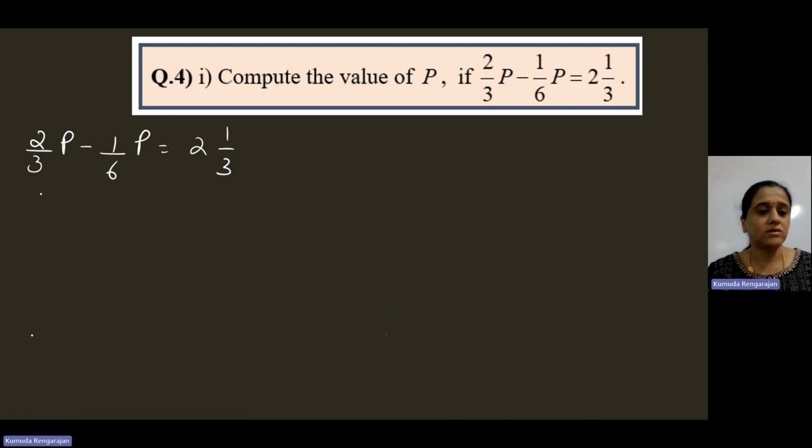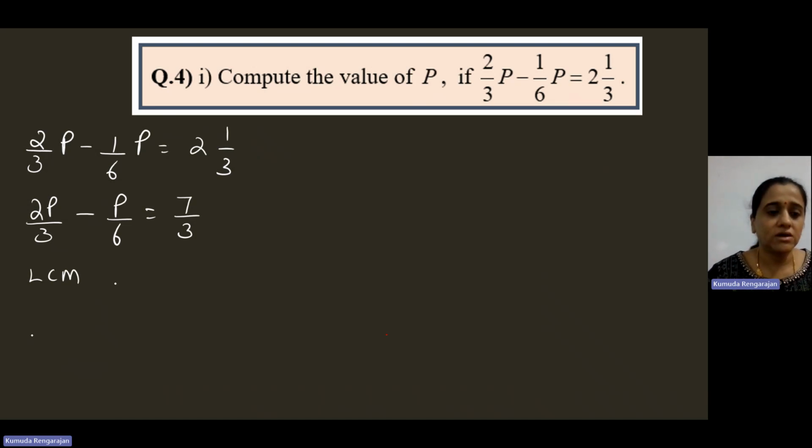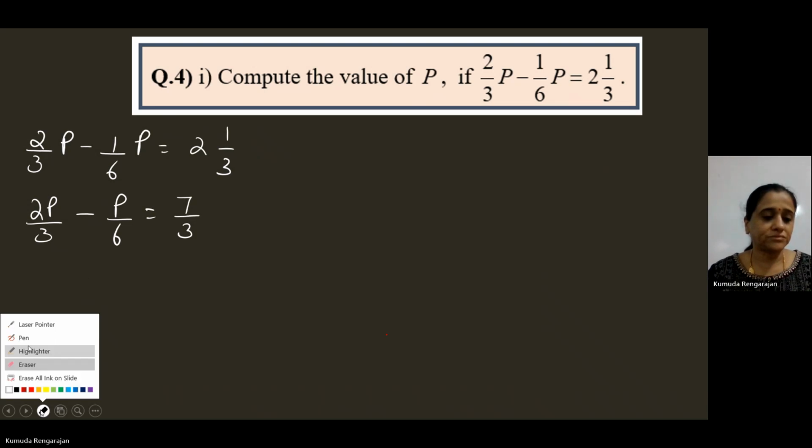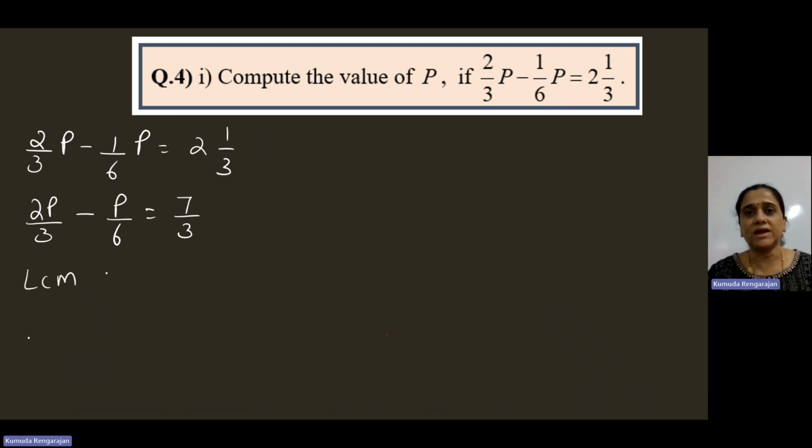So you can also write this as 2P by 3 minus 1 into P is P by 6 is equal to 6 plus 1, 7, 7 by 3. Correct? What's the LCM of the denominators? 6. Okay, so I'll do it in two methods for you. Look at the denominators in the left-hand side and the right-hand side. What are the denominators you have? 3 and 6. So LCM of 3 and 6 is equal to 6.